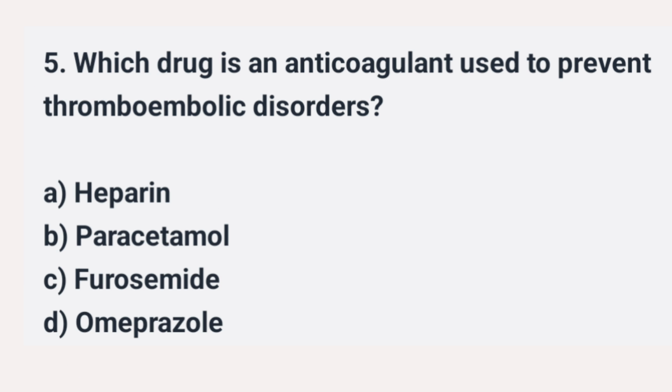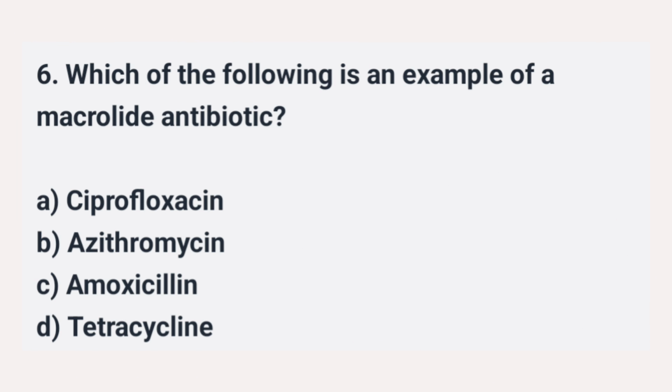Question number 5. Which drug is an anticoagulant used to prevent thromboembolic disorders? The right answer is option A, heparin. Question number 6. Which of the following is an example of a macrolide antibiotic? The right answer is option B, azithromycin.